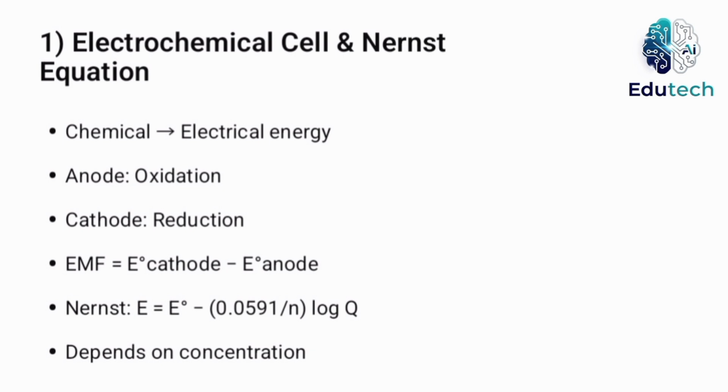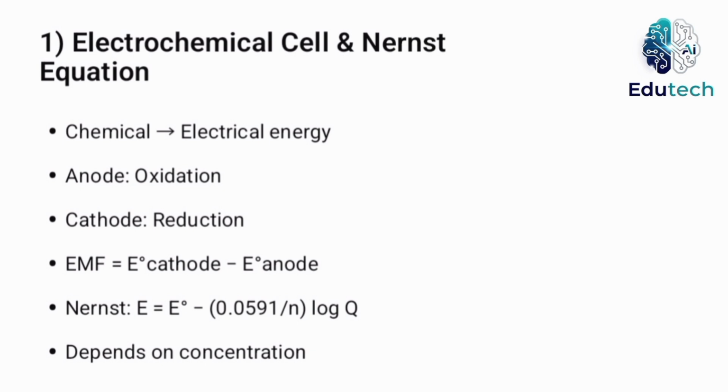The potential difference between the two electrodes is called electromotive force, EMF of the cell. Under standard conditions, 1 molar concentration, 1 atm pressure and 298 Kelvin, the cell potential is called standard EMF E0. For a general reaction, aA plus bB is equal to cC plus dD, the electrode potential under non-standard condition is given by the Nernst equation.